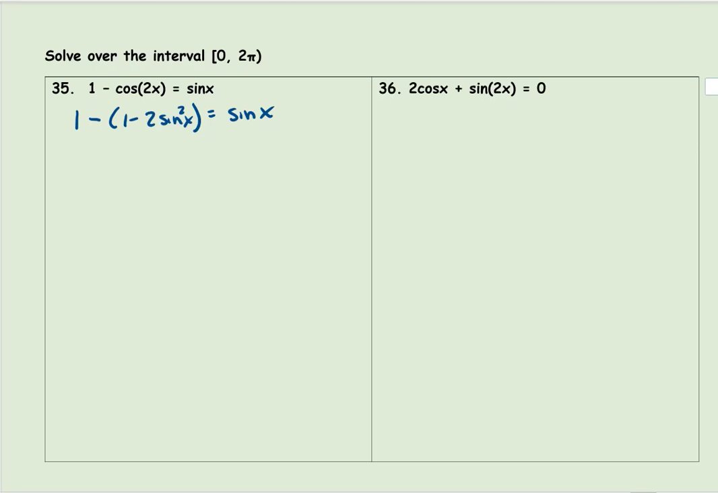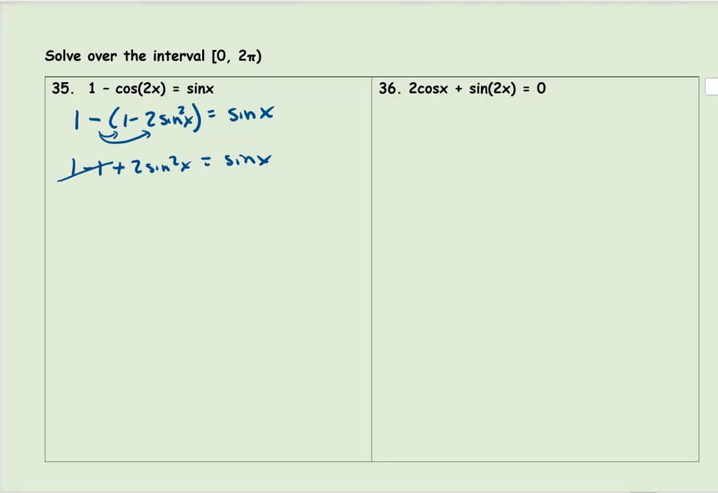Okay, so now I'm going to distribute this negative sign to both of these. So I have 1 minus 1 plus 2 sine squared x is equal to sine of x. And you guys should see that those ones cancel out. So now I have 2 sine squared x is equal to sine of x. Now, be really careful here. A lot of kids would divide both sides by sine, but if you do that, you're actually going to be missing out on an answer.